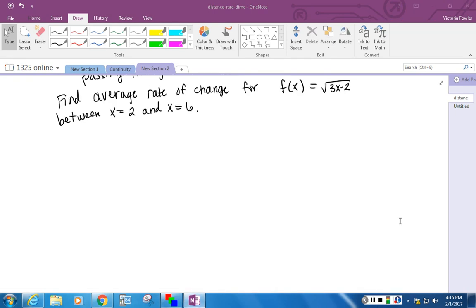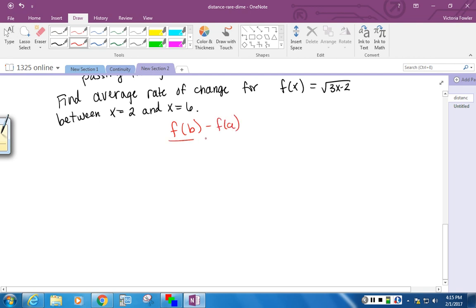Okay, so here's a problem. Find the average rate of change for a function defined as f of x equals the square root of 3x minus 2, and we want to find that average rate of change between x equals 2 and x equals 6. And so immediately, as soon as I see average rate of change, I think about this difference quotient. I write down f of b minus f of a all over b minus a. And I remember that when I was looking at this earlier, it's like saying from 2 to 6. I'm going from where x is 2 to where x is 6. So I'm going to call this my a value and 6 my b value.